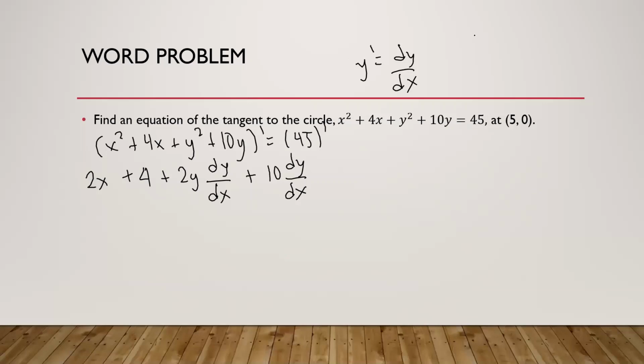Ulitin na lang natin kung bakit naging 2y dy over dx siya. Kasi pag na-differentiate si y squared, magiging 2 kasi yung exponent ay 2. Tapos, ika-copy na natin yung si y kasi exponent naman niya ay 2. So, exponent niya ay magiging 1. Kaya lang, syempre, lagi naman kasi in respect of x ito. Kaya kailangan natin isama yung dy over dx. Equals 0 yung si 45 kasi constant siya.